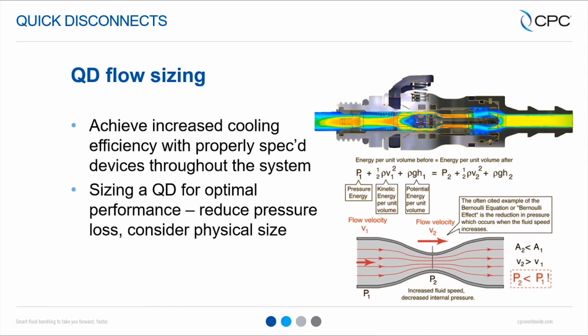And vice versa, as the flow becomes less restrictive, the fluid velocity will decrease and pressure will stabilize. This concept is fundamental to understanding and being able to really optimize flow paths within quick disconnects to produce the least possible pressure loss across that valve set.